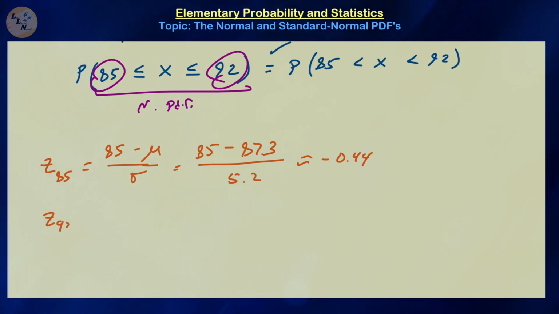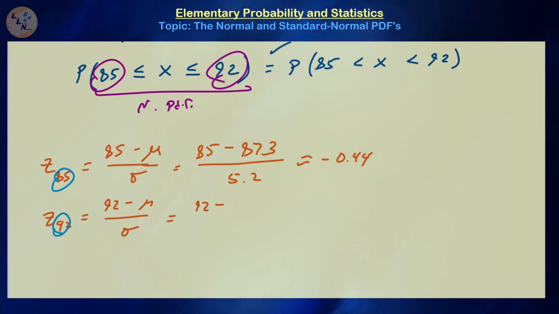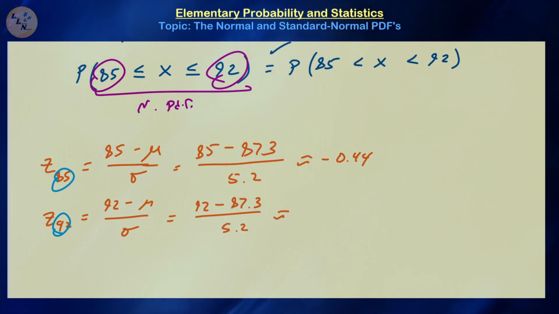Similarly, the z-score for 92 is equal to 92 minus the mean all over the standard deviation. And keep in mind, these are values associated with the data set, so z of x values. So that's going to be equal to what? 92 minus 87.3 again, all over 5.2, and that's going to come out to 0.90.